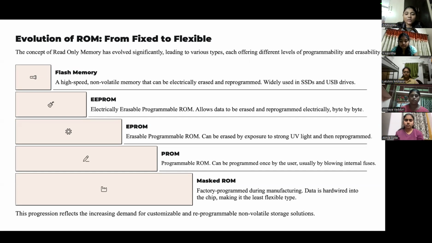The next one is EEPROM. It is also known as electrically erasable programmable ROM. EEPROM further improved the flexibility because it can be erased and reprogrammed electrically without removing it. The best part is data can be updated byte by byte, so only the required portion is changed. Because of this capability, EEPROM became widely used in embedded systems, microcontrollers, and BIOS.